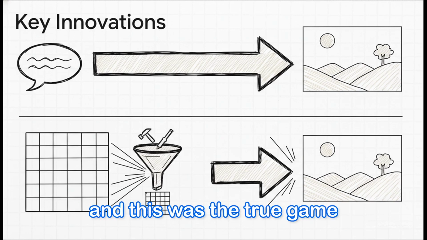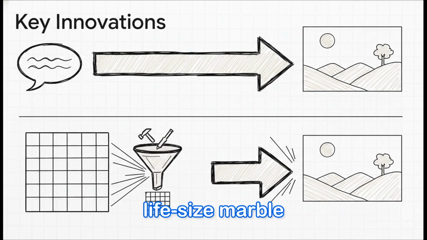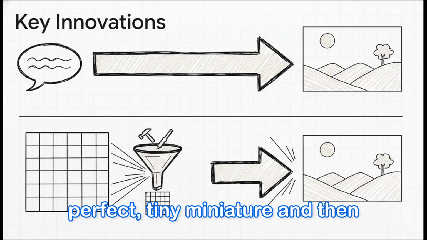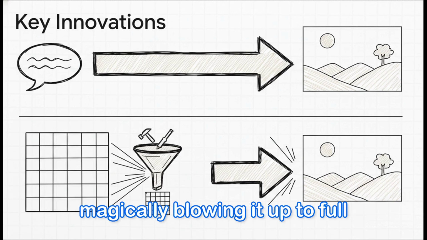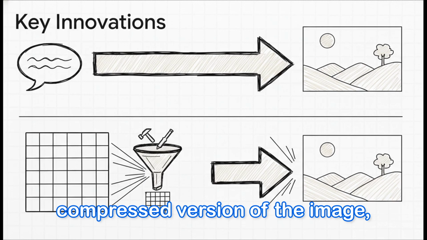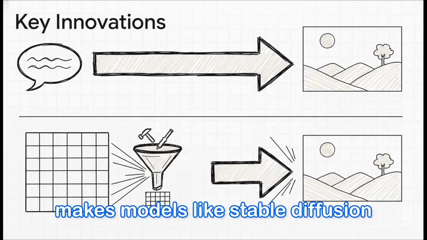The second, and this was the true game changer, was latent diffusion. Instead of trying to sculpt a life-size marble statue, imagine sculpting a perfect, tiny miniature and then magically blowing it up to full size. The AI works on a much smaller, compressed version of the image, which is way, way faster. This is the secret sauce that makes models like Stable Diffusion possible.